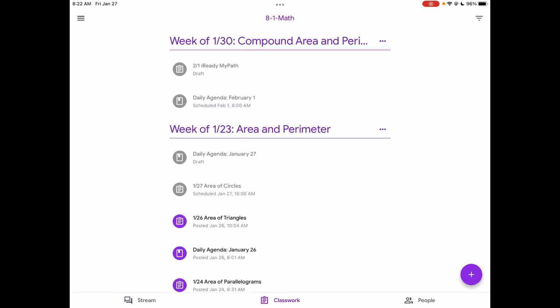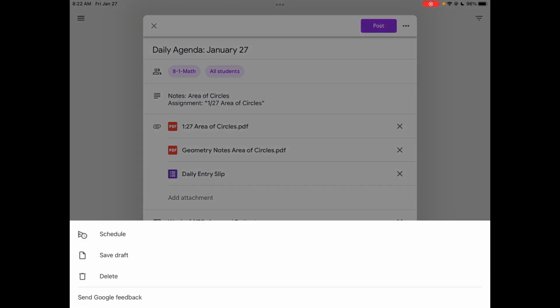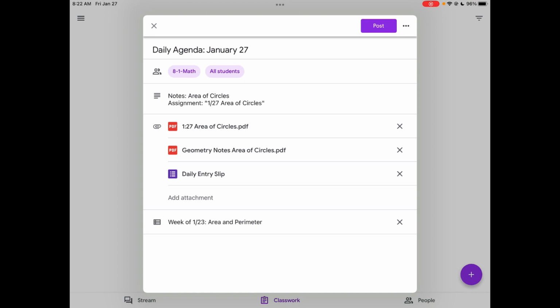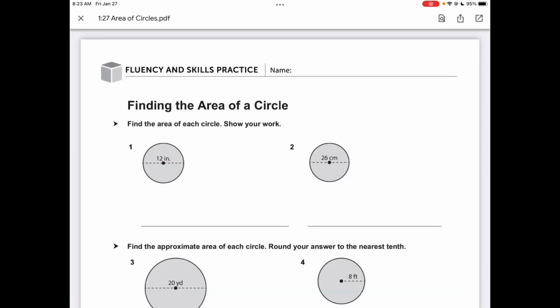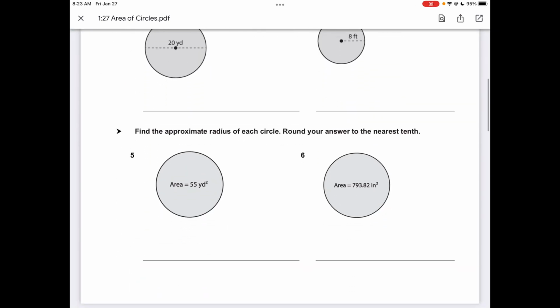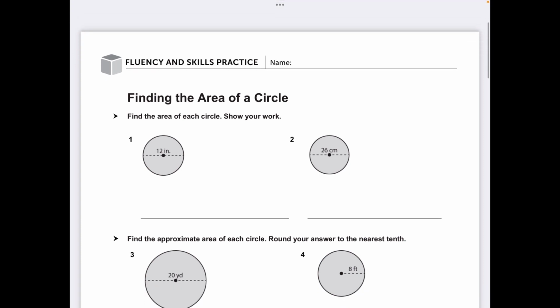So you're going to go to our daily agenda for January 27th when I'm making this video. This isn't published yet because it doesn't have the video yet. But it does have the PDFs. Now your screen will look a little different than this because this is still my draft. But that 127 area of circles, that's the one we need. It should pull up a preview of the PDF. So if you look, it's just 6 questions like the triangles assignment was.